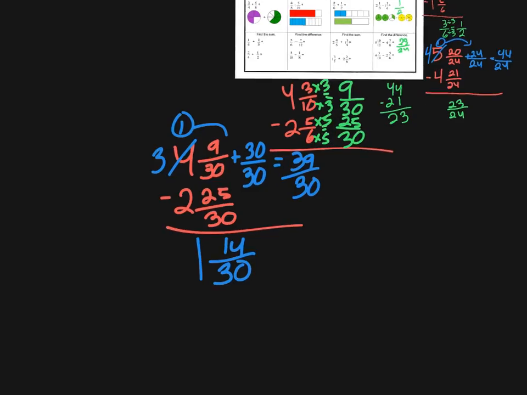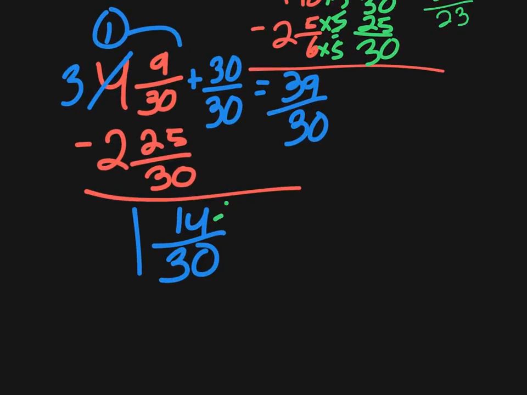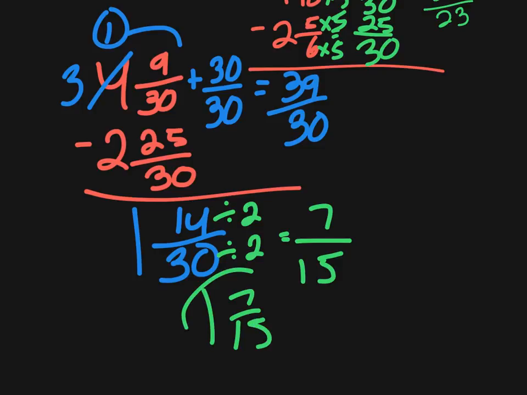An extra step that you can take is you can simplify this by dividing the numerator and the denominator by 2. That way it will be 7/15. So the answer is going to be 1 and 7/15 for the bottom one.